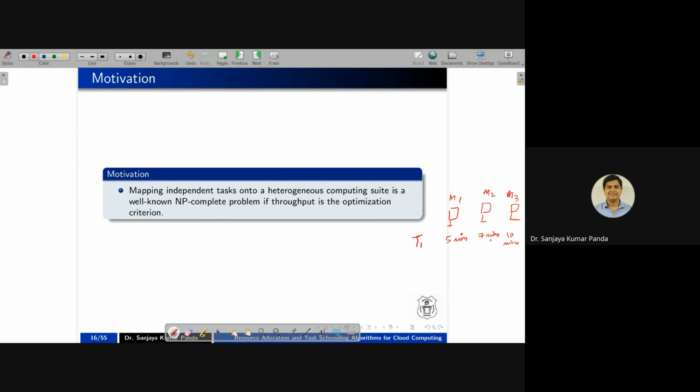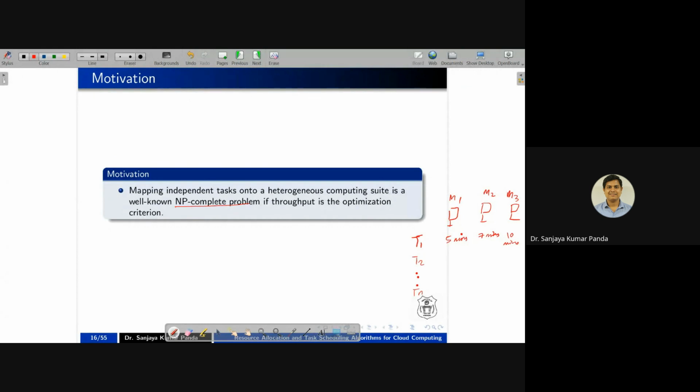So what do we have? We have heterogeneous time. Why are we getting different times? The reason is that these computer systems have different architectures and different capacities, so obviously the time required to execute is different. So mapping these independent tasks T1, T2 up to, let's say, Tn onto a heterogeneous computing suite where we have multiple machines is a well-known NP-complete problem.